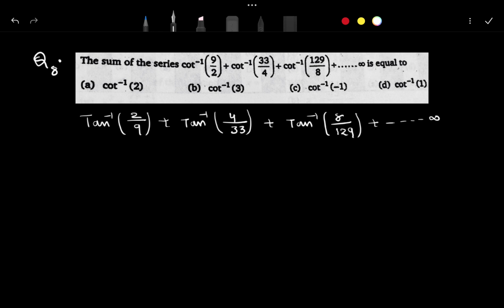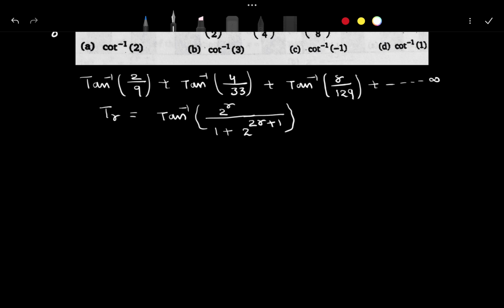So what is the general term of this one? T r is equal to tan inverse of 2 to the power of r, whole divided by 1 plus 2 power 3, 2 power 5, 2 power 7, and so on. All the powers are odd. So you can write this as 2 to the power of 2 r plus 1. This will be the general term of the given series.